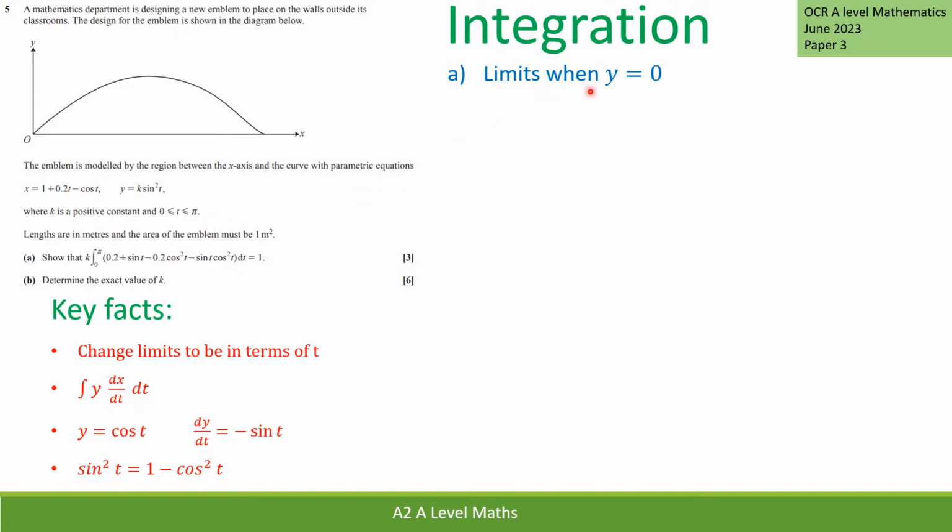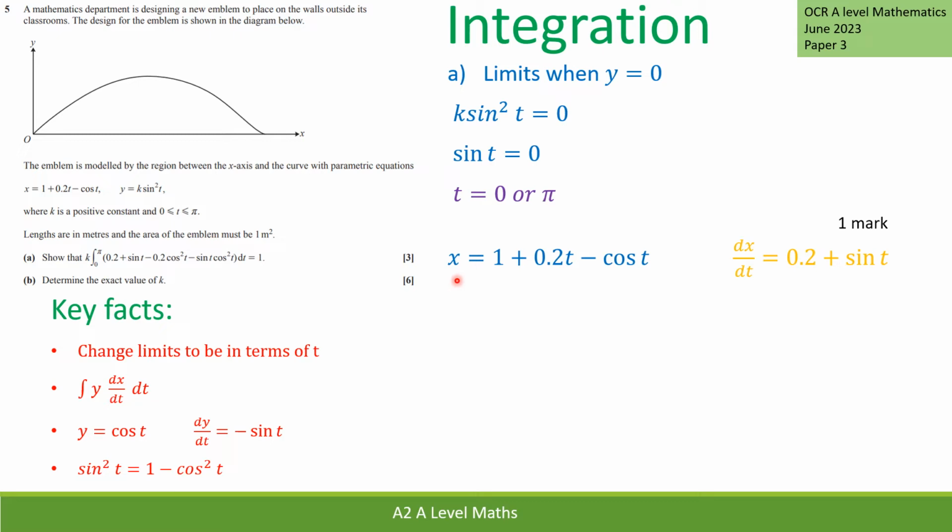So our limits are when y equals 0, because we're finding the limits between this point here on the graph and the other point here where we cross the x-axis. So when we're crossing the x-axis, y is equal to 0. So that means y equals k sine squared t is equal to 0. From here I can divide by k and I can square root, which means that sine t will equal 0. To find the value of t, I need to turn my calculators into radians and do sine to the minus 1 of 0, which will give you an answer of 0 or pi. So these are the limits between pi and 0 that you can see here in the show that question. They've also been given here.